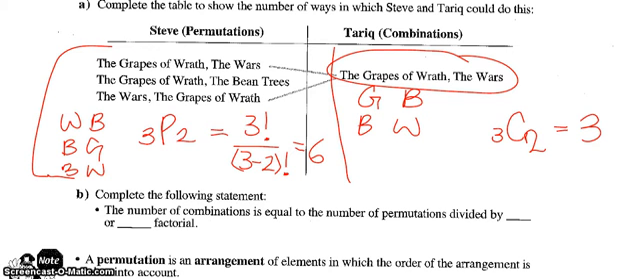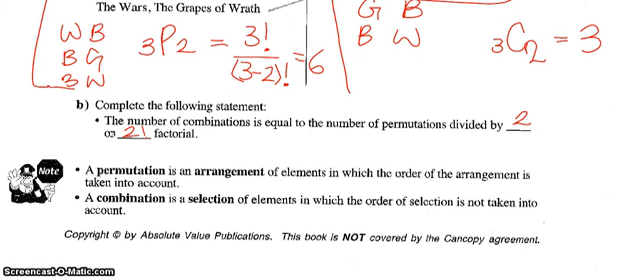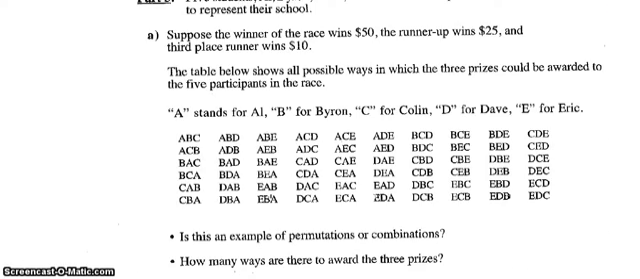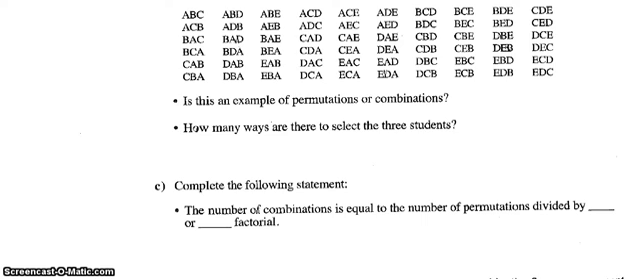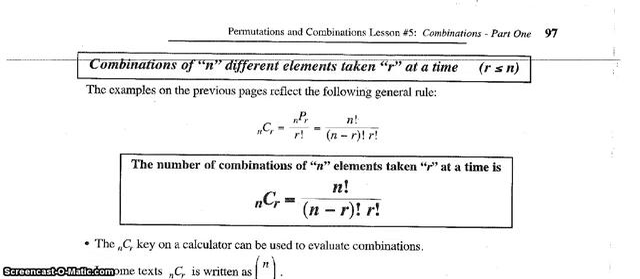All right, complete the following statement. The number of combinations is equal to the number of permutations divided by 2, right? 6 and 3, so 2, or 2 factorial. We'll look at the formula in a minute. A permutation is an arrangement of elements in which the order of arrangement is taken into account, whereas a combination is a selection of elements in which the order of selection is not taken into account. Again, it's the same thing, and this shows the reason why combinations are fewer than permutations. So let's jump to the formulas. We skip a page to page 97.